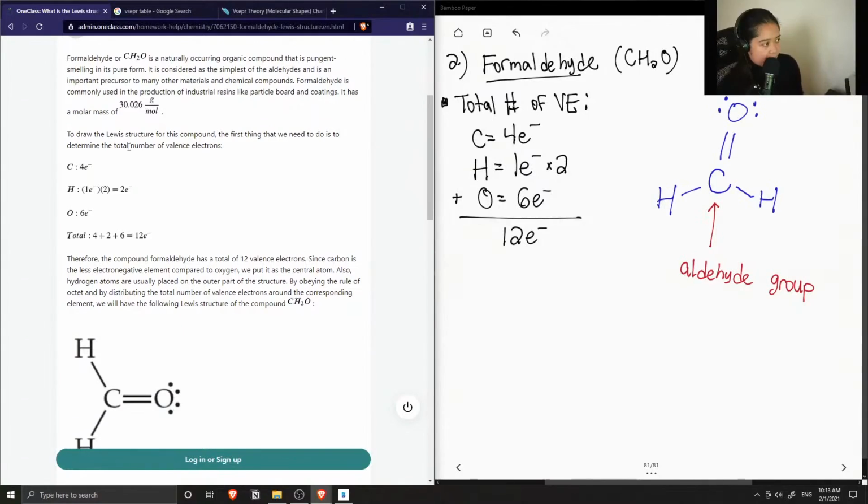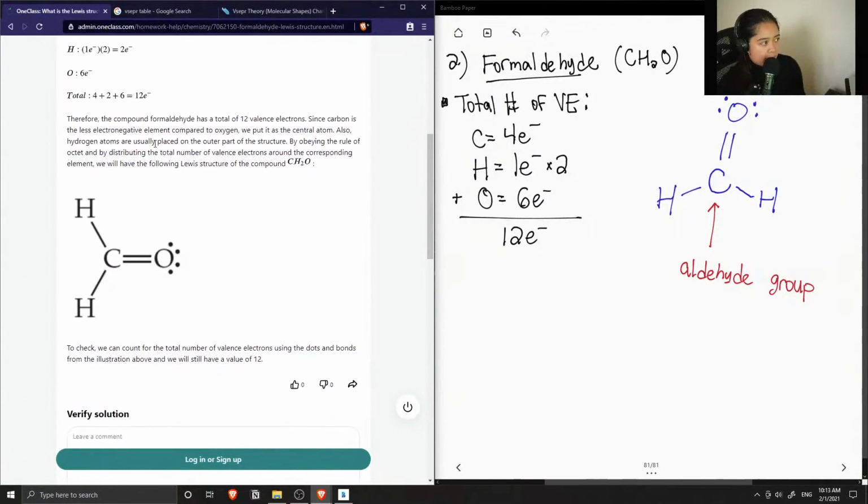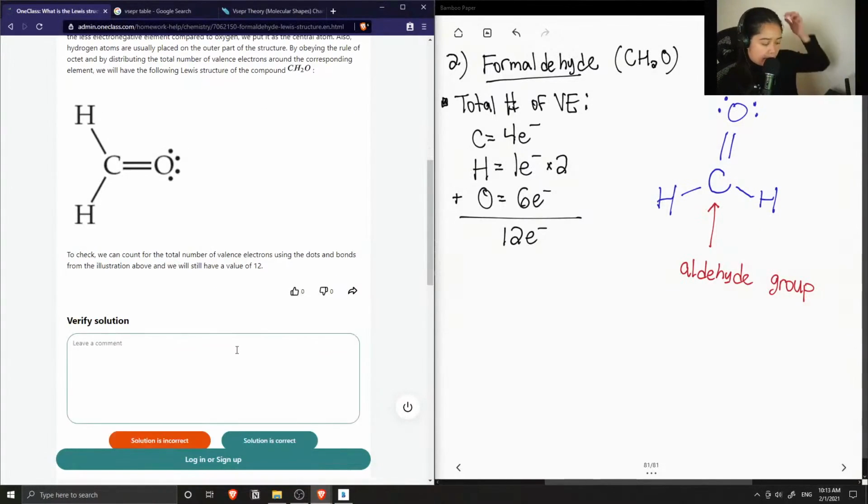So to draw the Lewis structure for this compound, the first thing that we need to do is to determine the total number of valence electrons. So you can see they also got 12. And they said also hydrogen is placed on the outer part of the structure. Okay, so they have the correct Lewis structure. So this solution is correct.